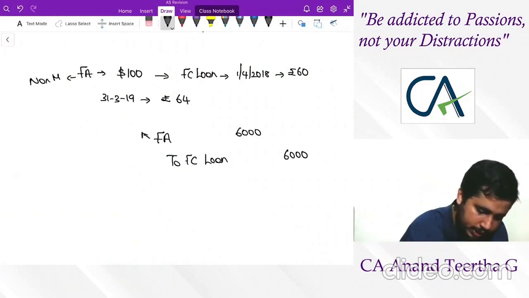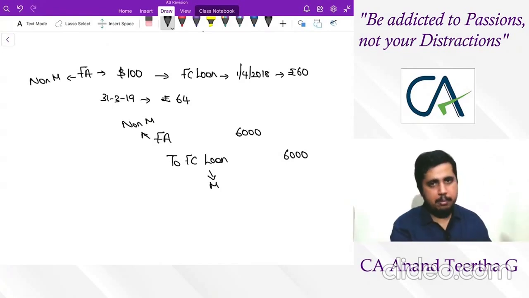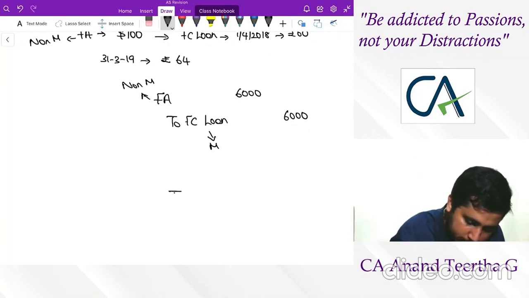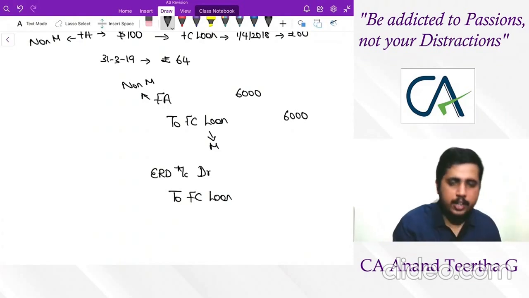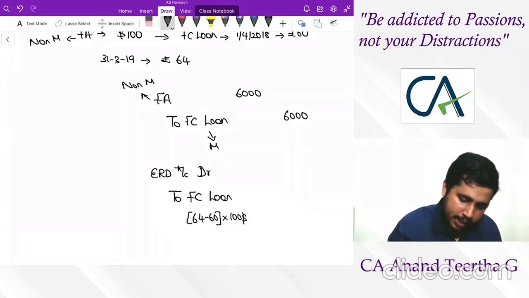However, this is non-monetary. This will come in the balance sheet, but it's non-monetary. Foreign currency loan is monetary, right? It will come in the balance sheet as a liability and it's a monetary item. So therefore, restatement is compulsory. So 60 rupees should be converted to 64. Now, basically what happened? It's a loan and it's a liability. The liability is increasing. So what should I do? Debit is given for what? Again, ERD. So ERD account debit to foreign currency loan. Now, at what price? It is 64 minus 60, into $100. So it became 400 rupees.